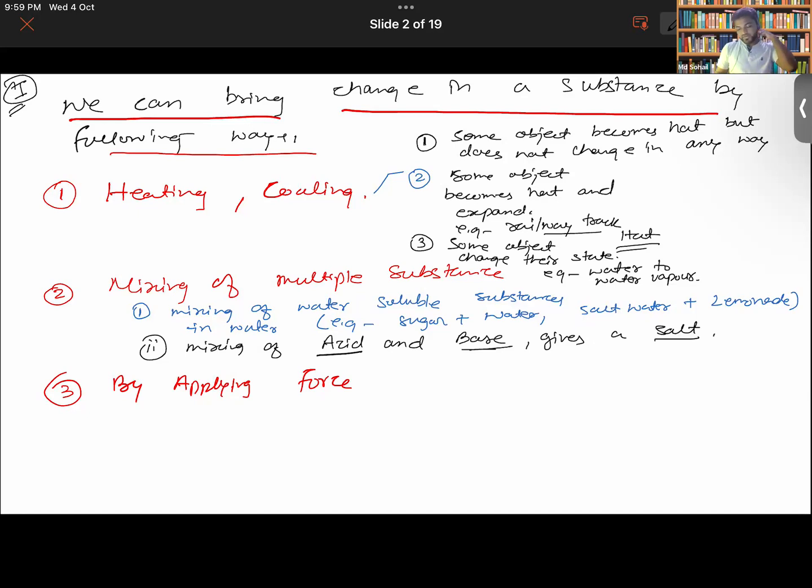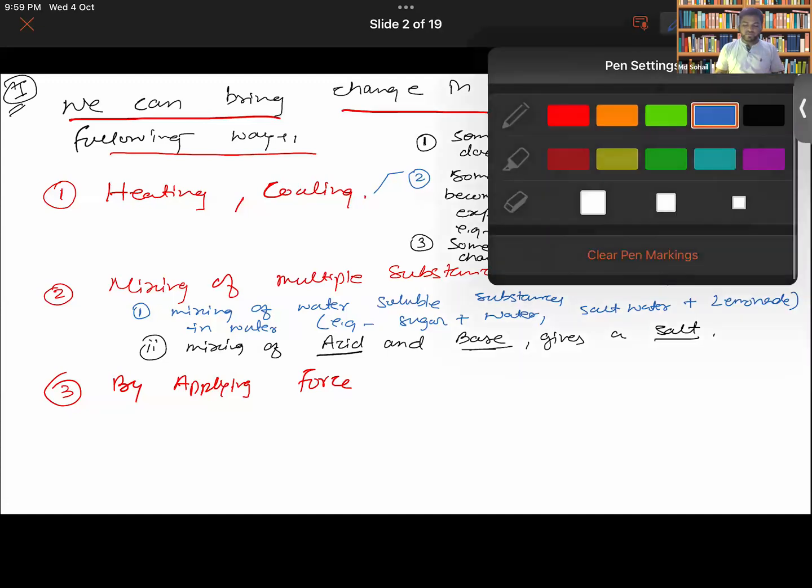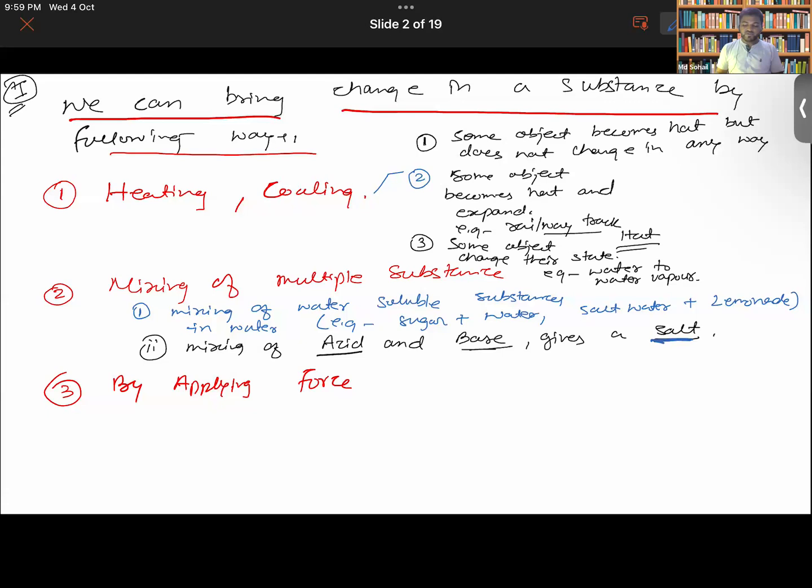You will be obtaining a salt, but not the salt that you have at your home. Not exactly. If you were to mix vinegar and baking soda, that is another example. So a new substance is formed. Salt is a new substance formed here. Salt plus water, salt water is the new substance formed here. Lemon plus water plus sugar or salt, so lemonade is the new substance formed here.